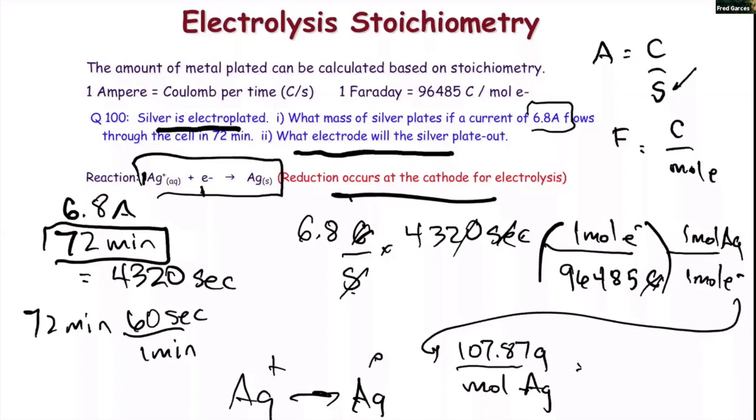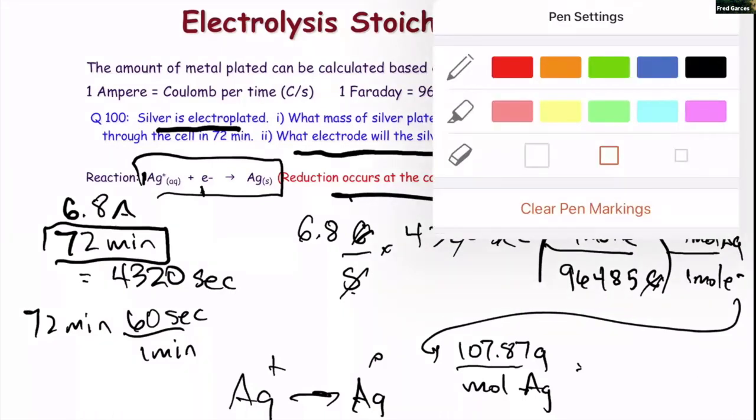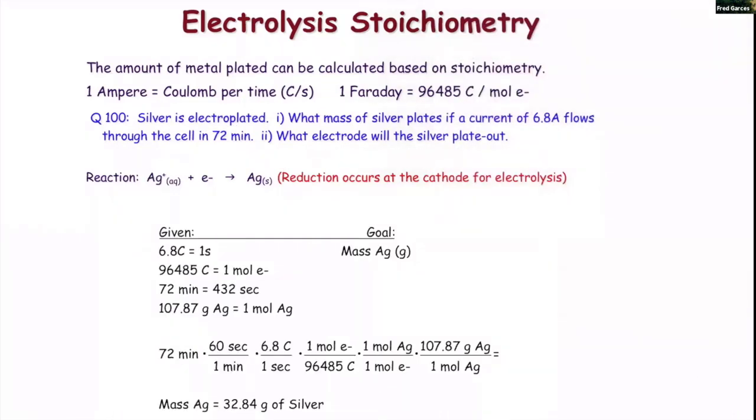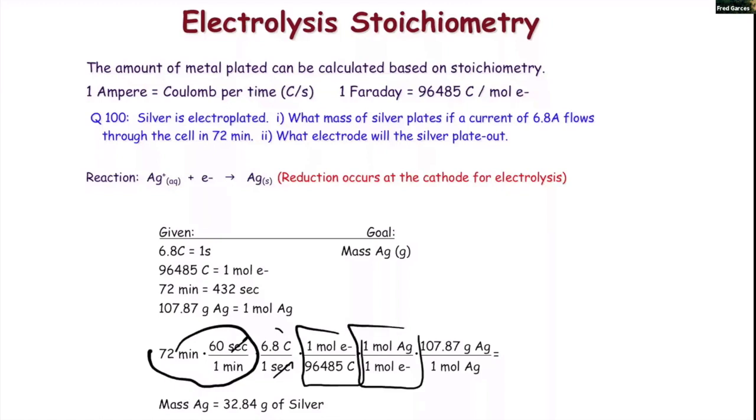So let me just show you the solutions here. Let me clear my slate here, and you can see exactly what's going on. I do the dimensional analysis. I convert minutes to seconds. I use 6.8 coulombs per 1 second, that's 6.8 amps. I use Faraday's constant. I use 1 mole of electrons for 1 mole of silver, and I use the atomic weight of silver, and I get 32.84 grams of silver will plate out if I carry out this electrolysis in 72 minutes.